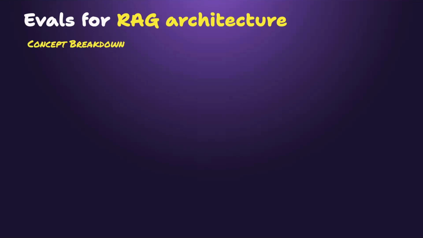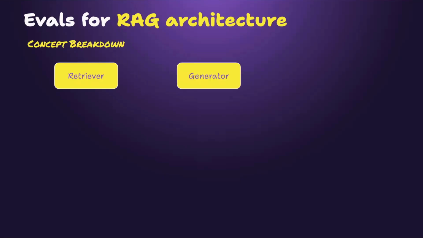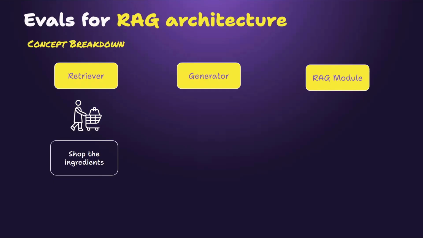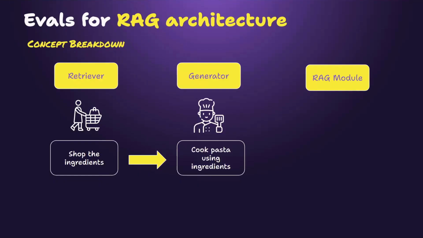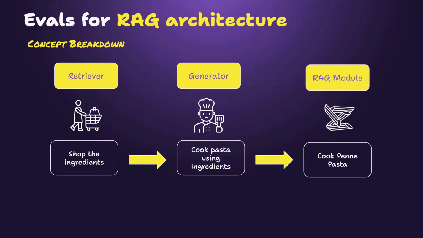To understand this further, let's say there's a customer who wants to have a penne pasta. In order to serve the objective, the onus lies on 2 parties. A shopper, whose job is to shop for the ingredients, and the chef, whose job is to use these ingredients to cook the pasta. But if the shopper or your retriever didn't even bring the right ingredients, can the chef even make the right pasta? No. Hence, for a RAG system, we also need to break our evals into 2 steps. First, evaluate if the retriever is doing its job properly, and then evaluate if the generator is also working fine.